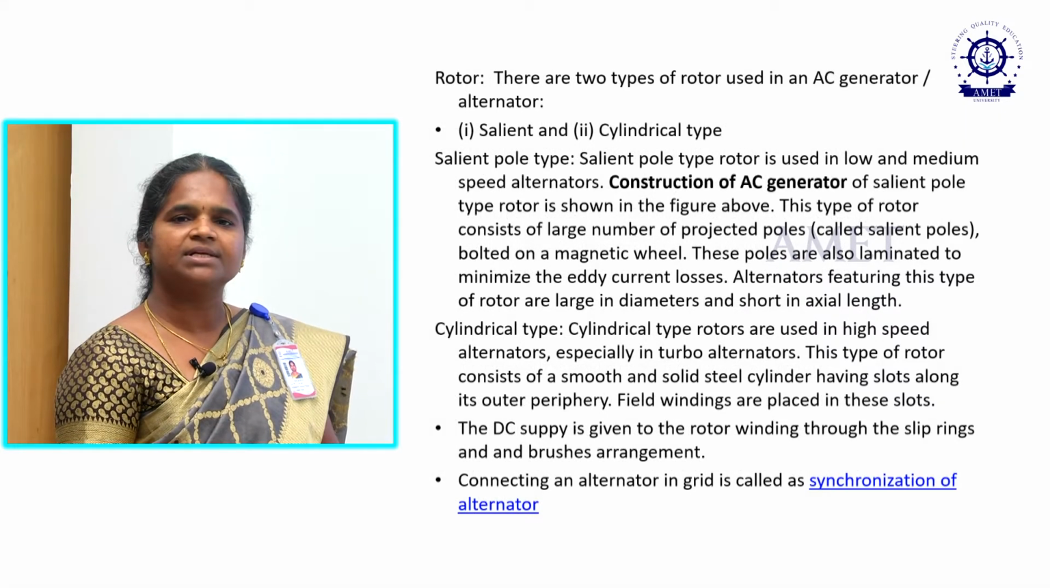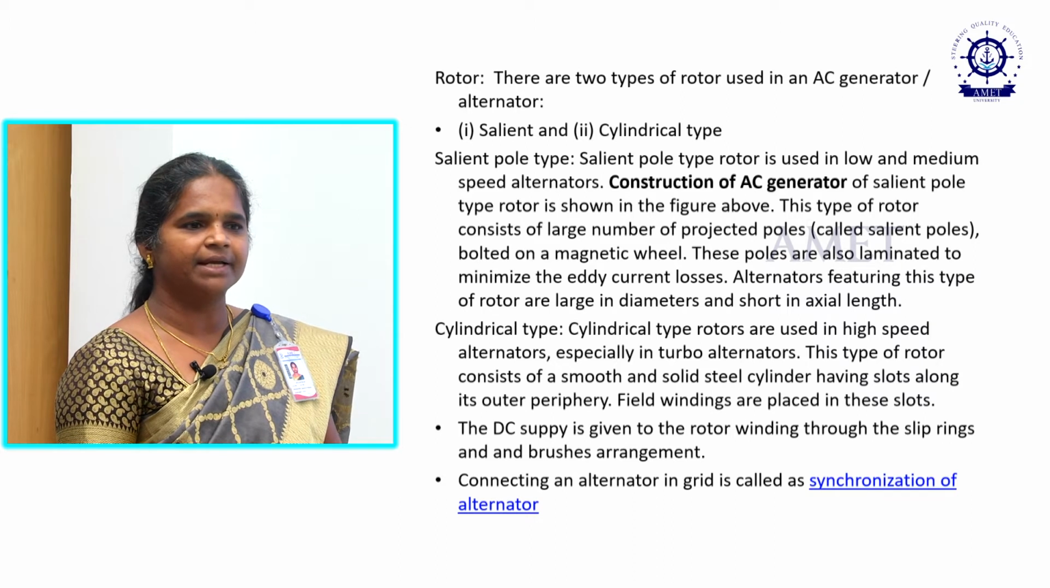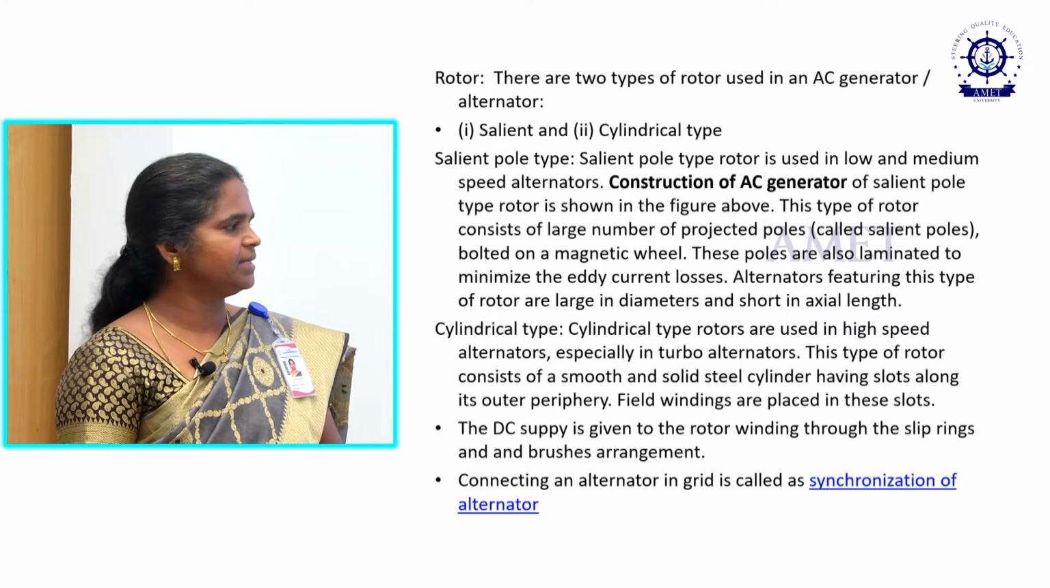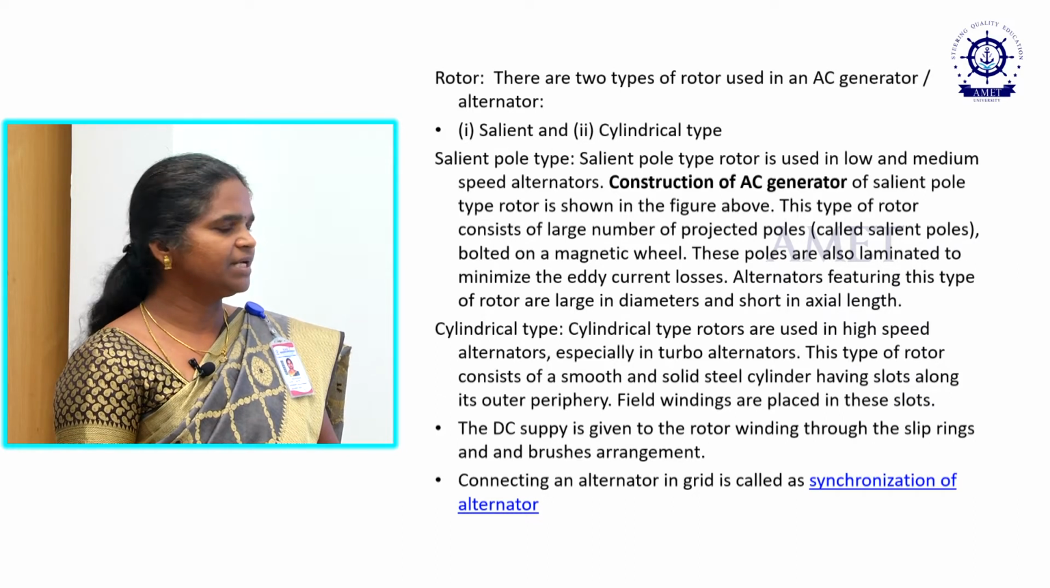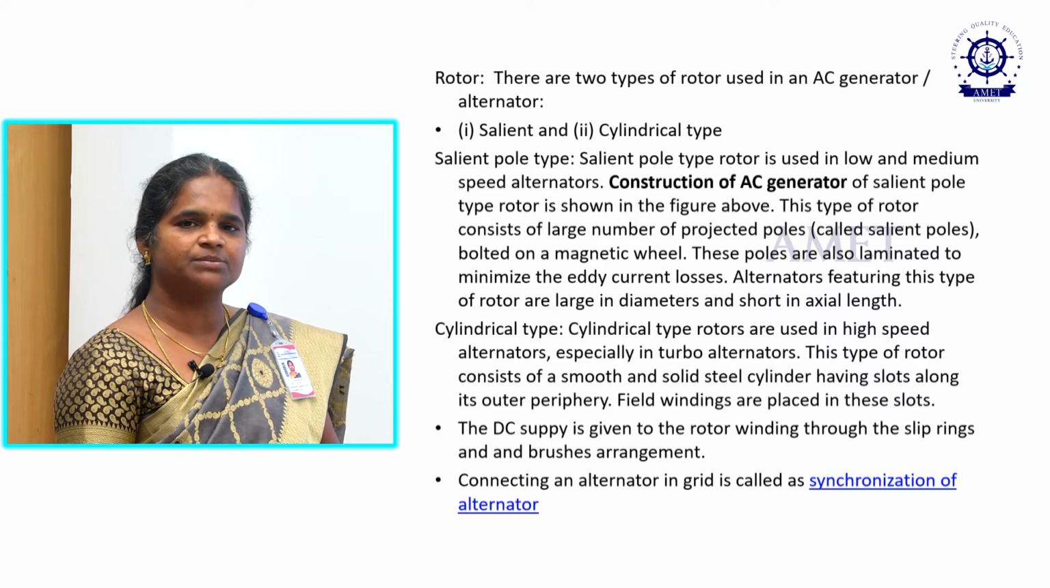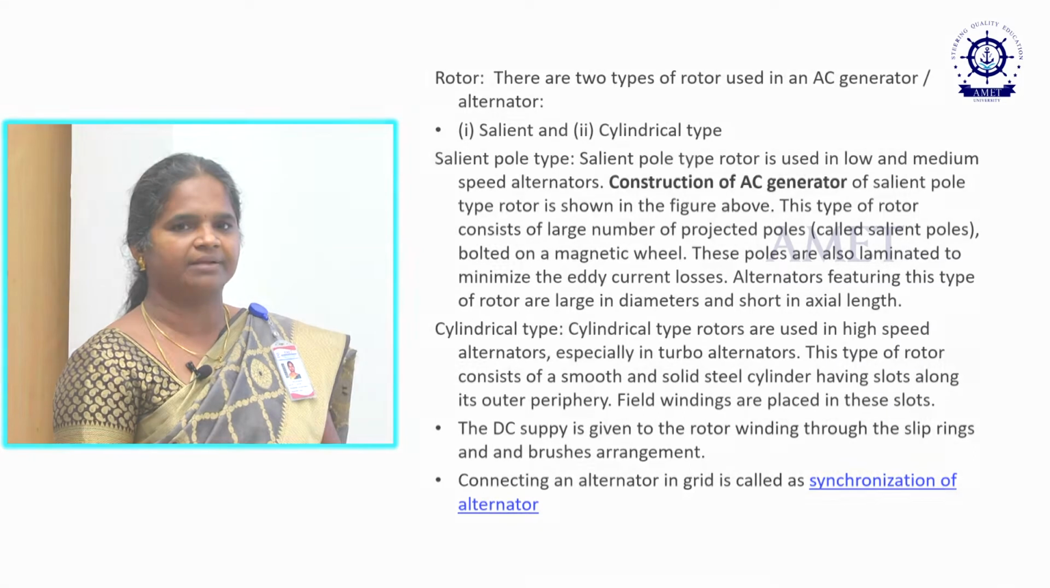The other one is the cylindrical type. This cylindrical type is mainly used for all the turbo alternators. It has a long axial length, and there is no need of slip rings; slip rings and brushes are eliminated here. Connecting the alternator with the bus bar is called synchronization of the alternator.